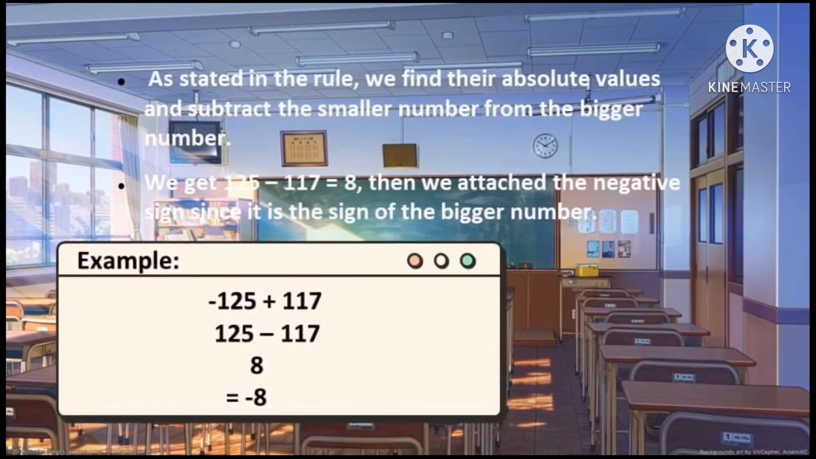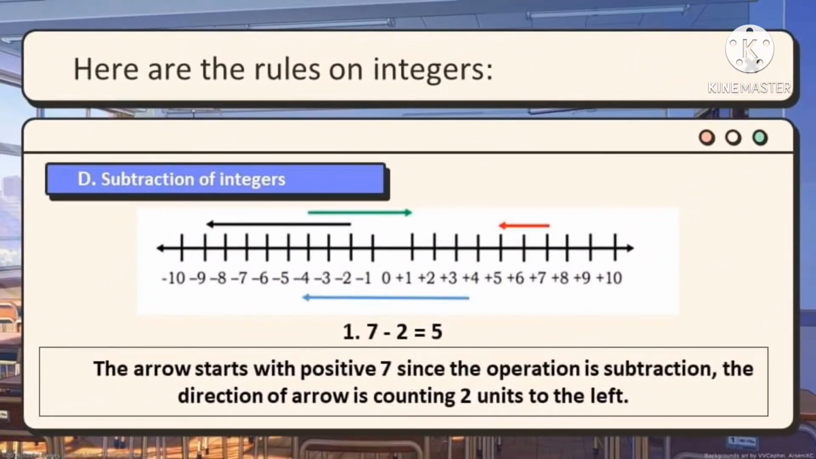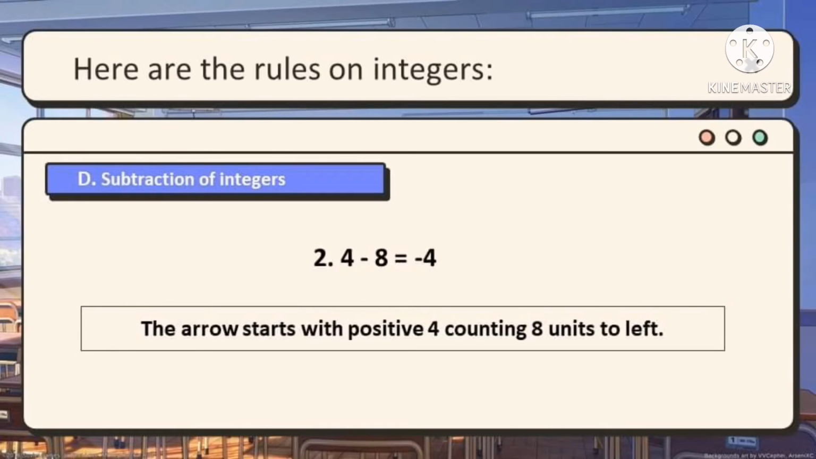Here are the rules on subtraction of integers. Sample number 1, positive 7 minus positive 2 equals positive 5. The arrow starts with positive 7. Since the operation is subtraction, the direction of arrow is counting 2 units to the left. Another example, positive 4 minus positive 8 equals negative 4.